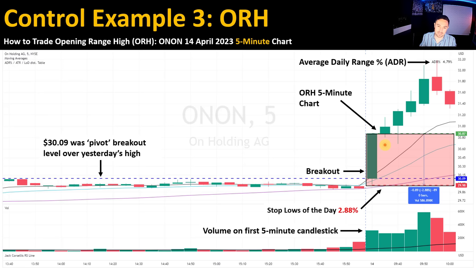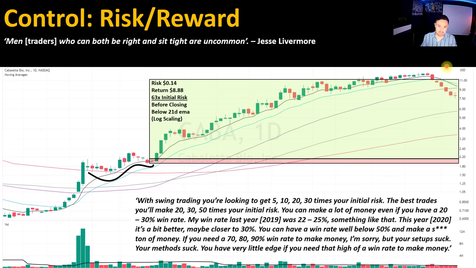But see here, the initial stop, well, through the high, opening range highs, 3087, stops, lows of the day, 2998, that would be 2.88%. So 2.88% relative to the ADR. Is that good risk versus reward? Yes, it's looking pretty constructive. Let me do another one here for you.